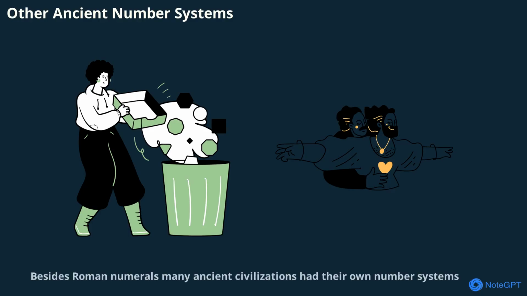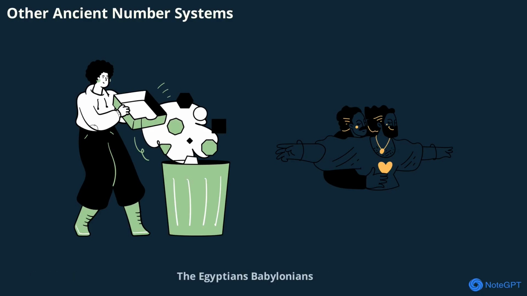Besides Roman numerals, many ancient civilizations had their own number systems. The Egyptians, Babylonians, and Mayans all used unique ways to count and record numbers. These systems show how creative humans have been in finding ways to represent and use numbers. Studying these systems gives us insight into history and mathematics.